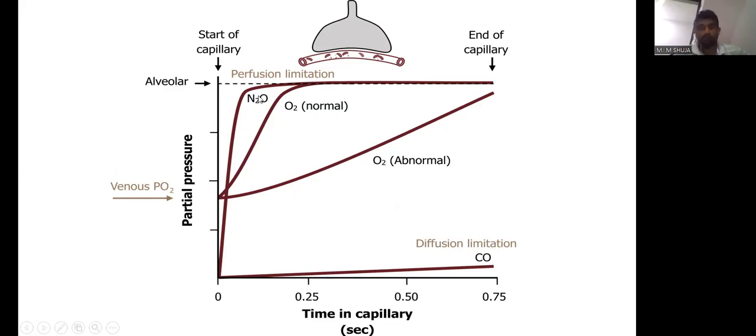But for nitrous oxide and oxygen, it is very quick. The equilibrium is attained at one third of the length of the capillary. Just go through these pictures and you will get an idea with my explanation.